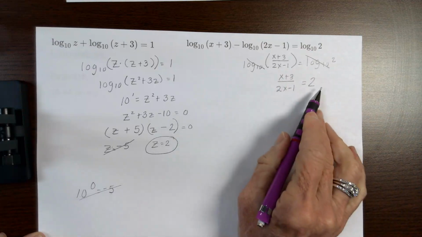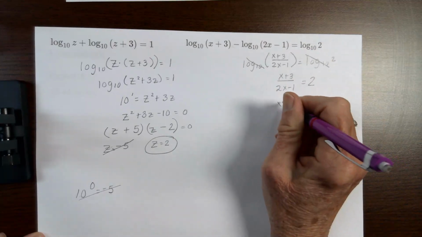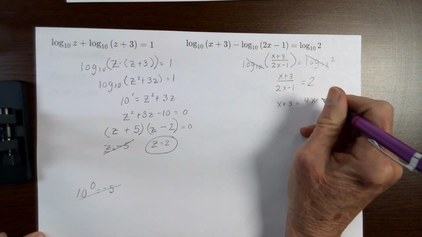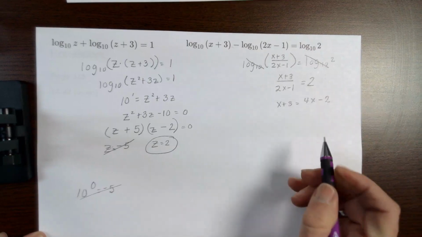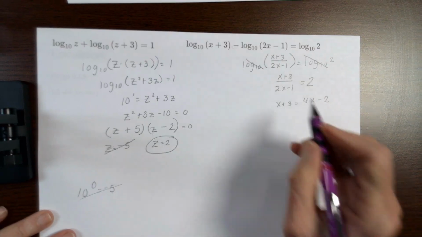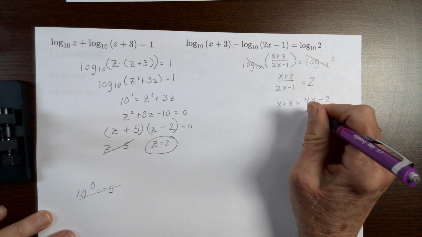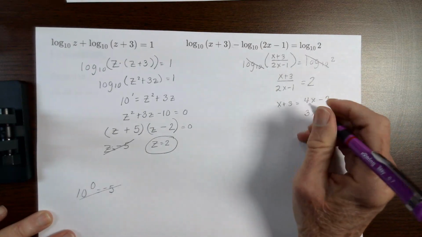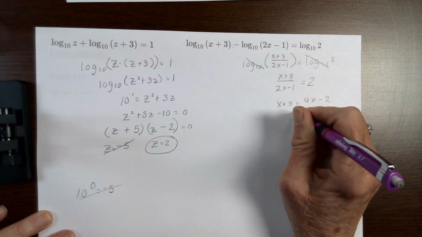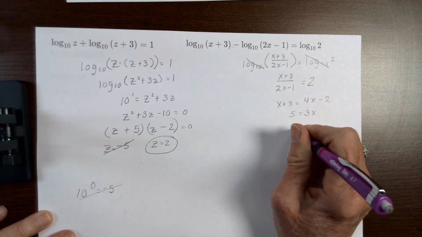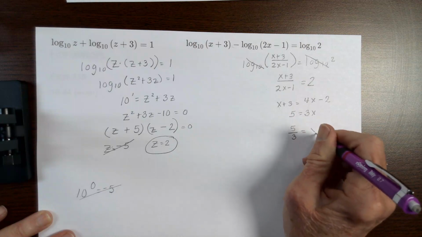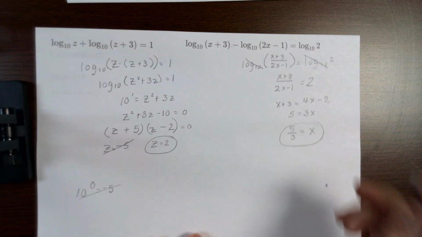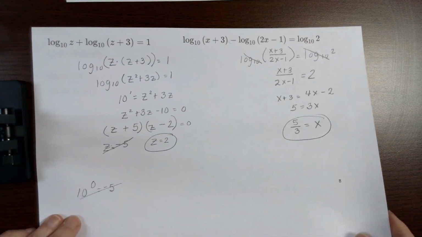I'm going to multiply the 2x minus 1 to the other side, so I have an x plus 3, and I'm going to distribute, which is going to give me 4x minus 2. And then I've got to solve for my x. So I'm going to subtract the x. I'm going to get a 3x. I'm going to add the 2. So that's going to give me a 5, and I'm going to divide, and that gives me x is equal to 5/3. And that does not make it undefined when you plug it back in. So that is your singular answer.